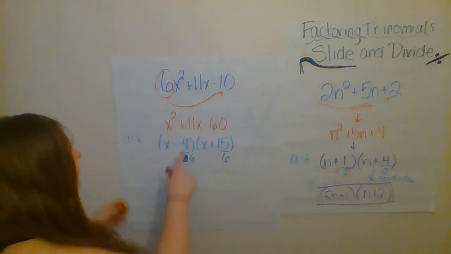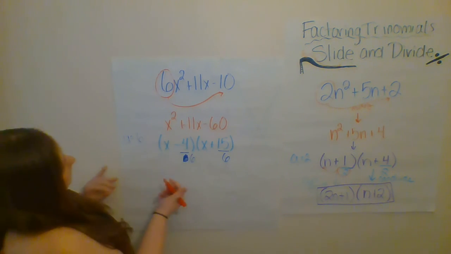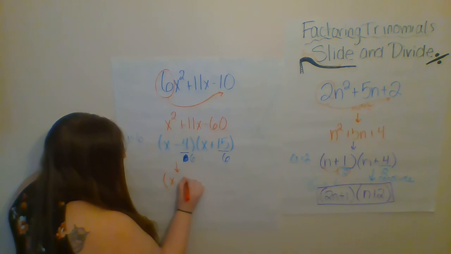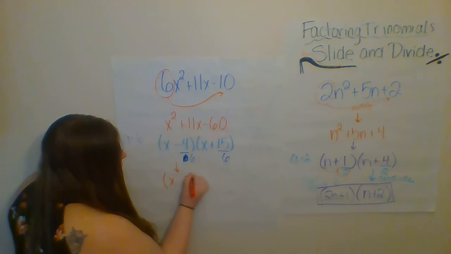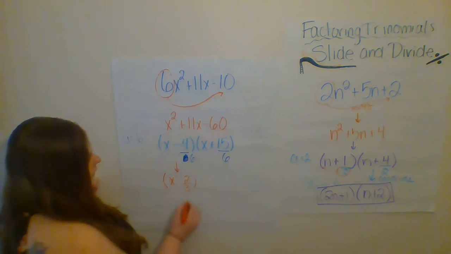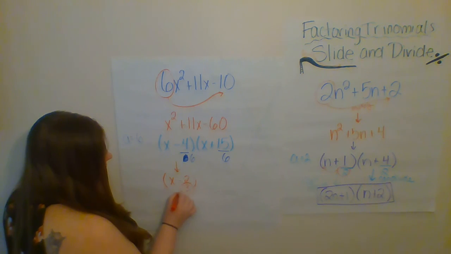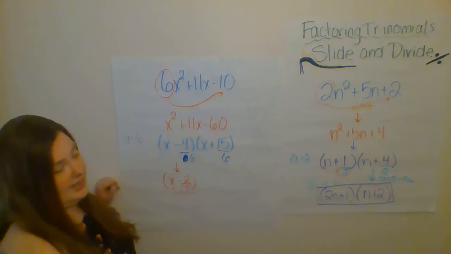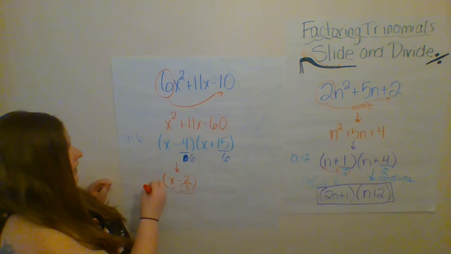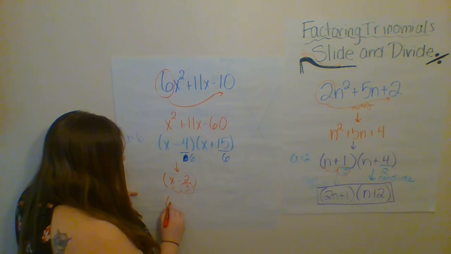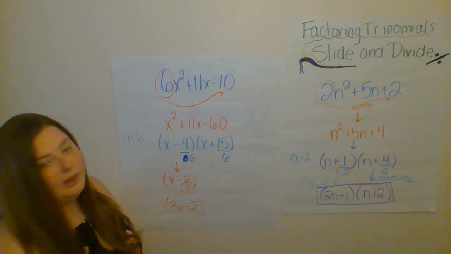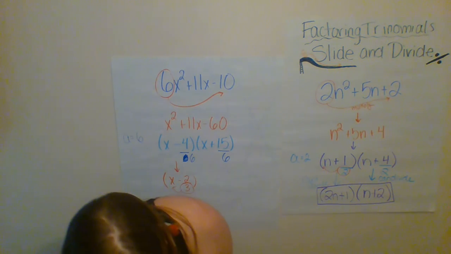So that 4 over 6 simplifies to 2 over 3. We can't divide that any further, so we take that 3 and bring it onto the x. So just like we brought that 2 onto the n before, we bring that 3 onto the x this time. So that becomes 3x minus 2.